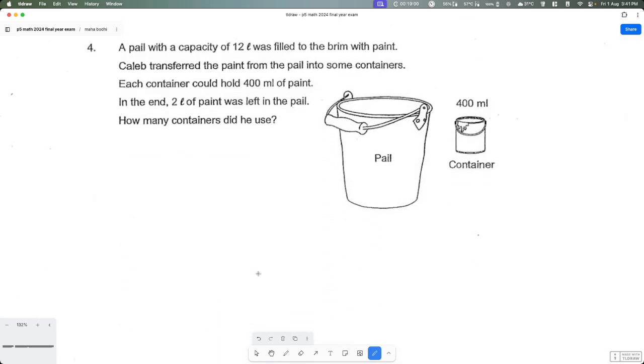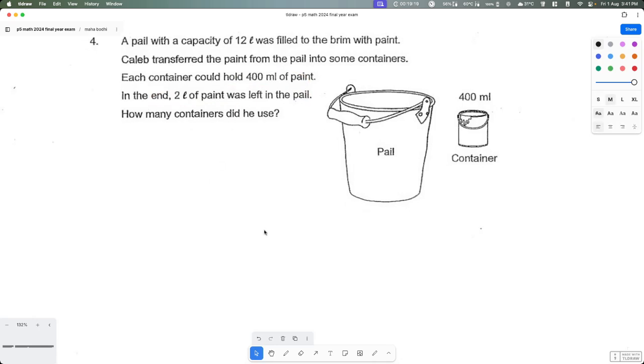Question number 4. A pail with capacity of 12 liters was filled to the brim with paint. Caleb transferred the paint from the pail into some containers. Each container could only hold 400 milliliters of paint. In the end, 2 liters of paint was left. How many containers did he use?